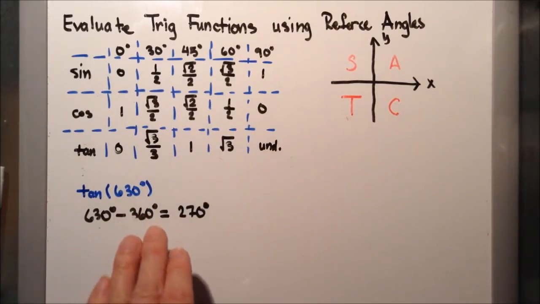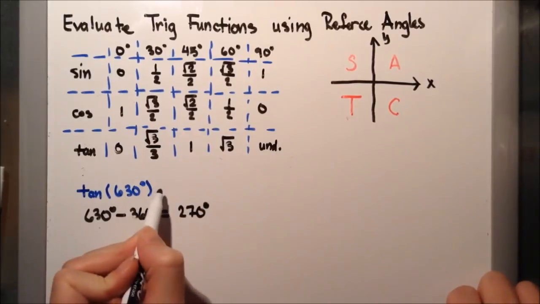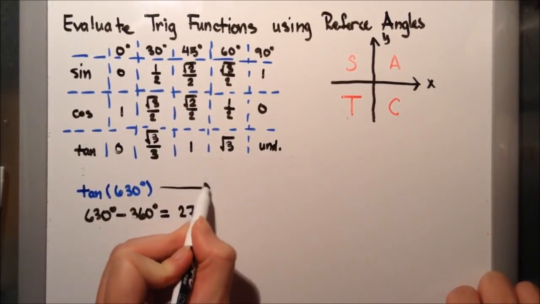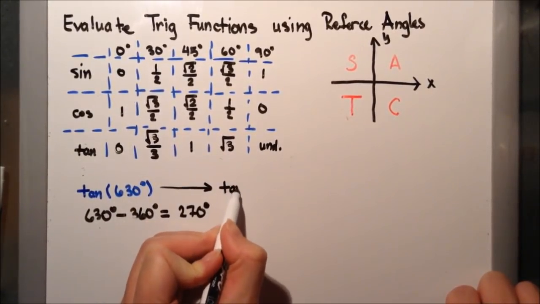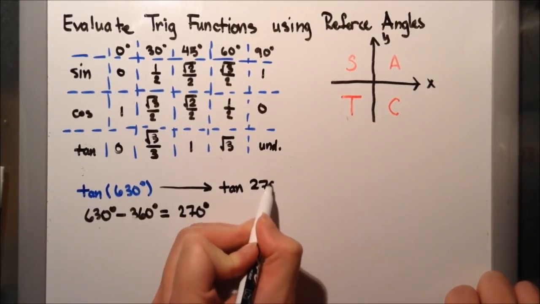So if it's more than 360, what you're going to do is subtract 360 to make it smaller. And if it's less than 360, then you can stop there. If it's not, then you have to continue until it's smaller than 360. So tangent of 630 degrees is equivalent to tangent of 270 degrees.